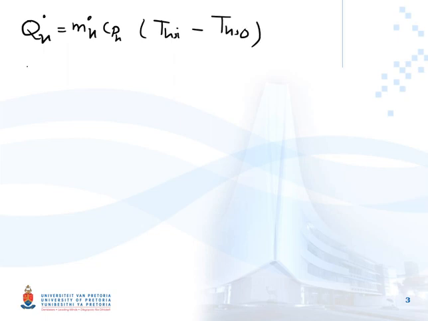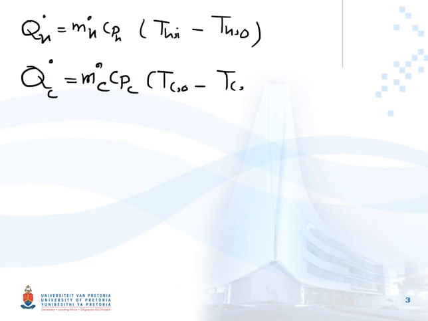So let me go to the next page and write the energy balance. I know that Q dot H is m dot H Cp H times (Th inlet minus Th outlet), and Q dot cold is equal to m dot c Cp c times (Tc out minus Tc in).